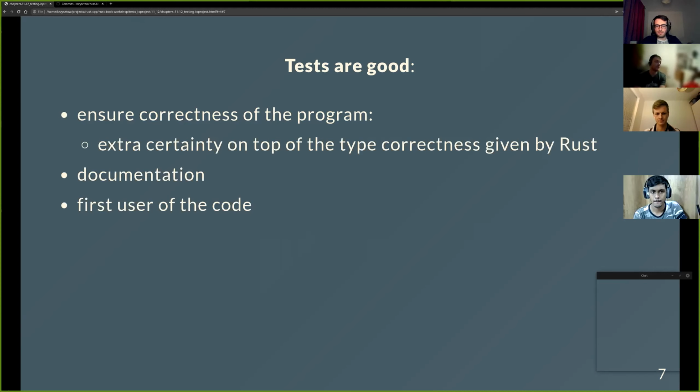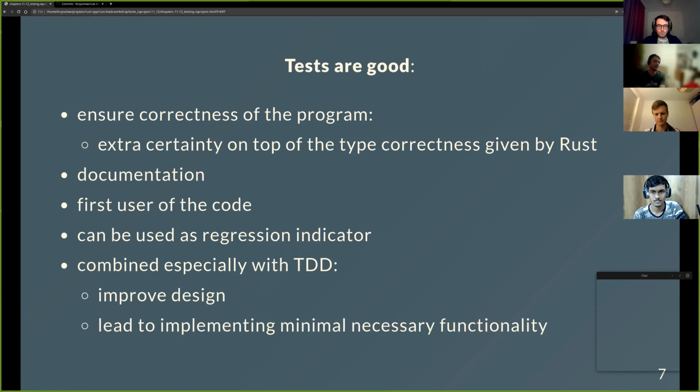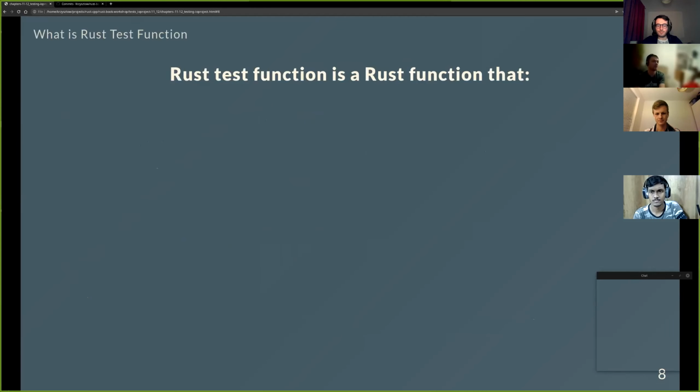While writing a test, you are also testing your production code. You are the first user of that code, which is also good because you look at it from a different perspective. Once the test is written, it can be used as a regression indicator. When combined with approaches like TDD, you're improving the design and leading to implementing the minimal necessary functionality. You can probably find many more reasons; it's more than the book has said, just some motivation to start with.